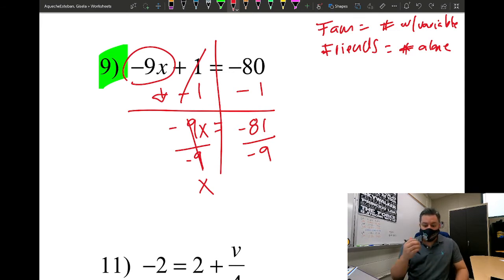Okay? Now let's look at this one. I have a negative and a negative. Is that happy or sad? Happy, because they're both negative. So the answer is positive, right? So my x turned positive. x equals, what's 81 divided by 9?